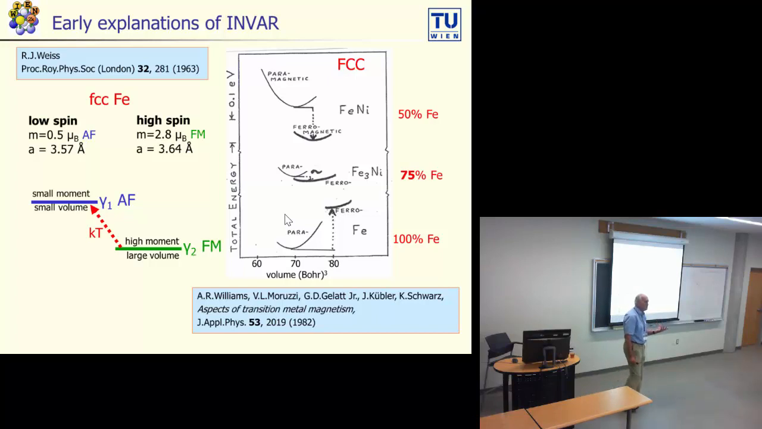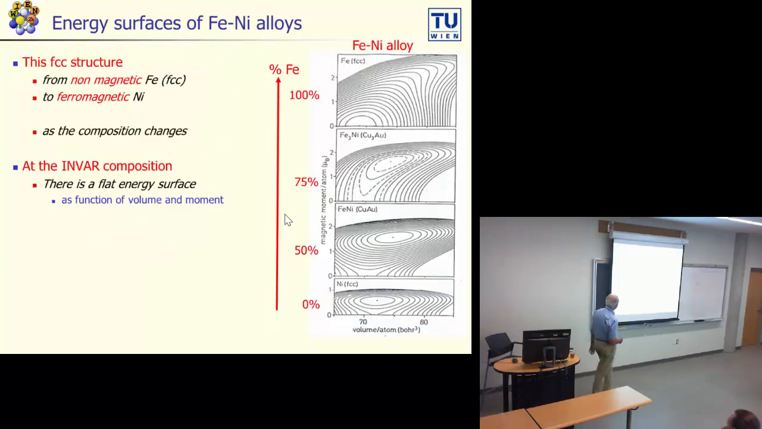Now, how can you understand it? The old story about this was from Dick Weiss. He said you have two states. You have one ferromagnetic, high moment, large volume, and if you thermally excite it, then you go to a different system which has a small volume and a small moment. So you change the magnetism, so it's an effect of magnetism that can explain what's going on in this situation. Let me not go into the details.